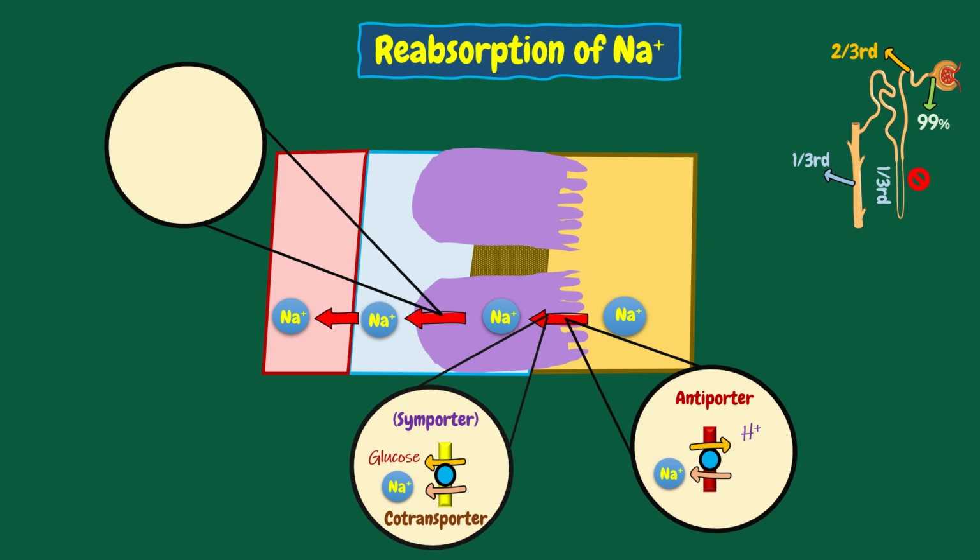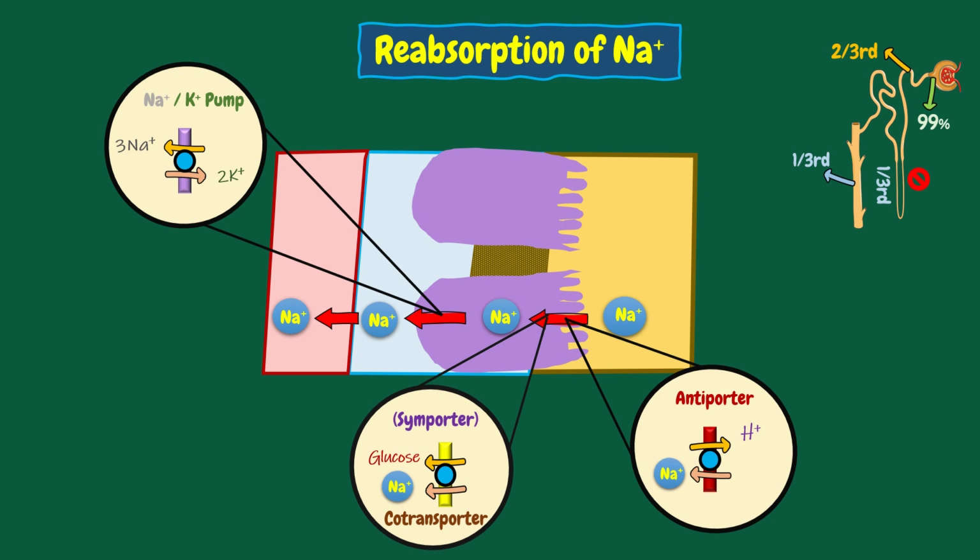Next is the transport from tubular cells into the interstitial fluid. Sodium is pumped outside the cells by sodium-potassium pump. This pump moves 3 sodium ions from the cell into interstitium, and 2 potassium ions from interstitium into the cell.